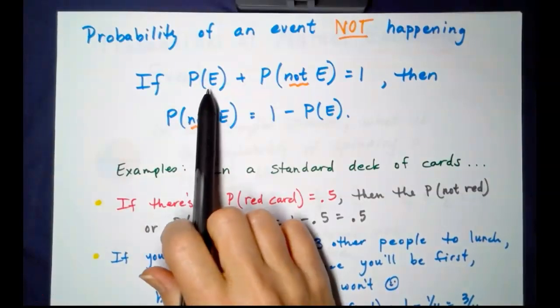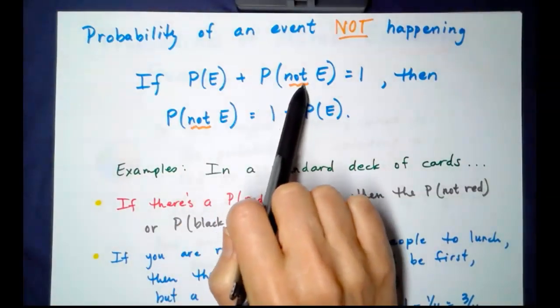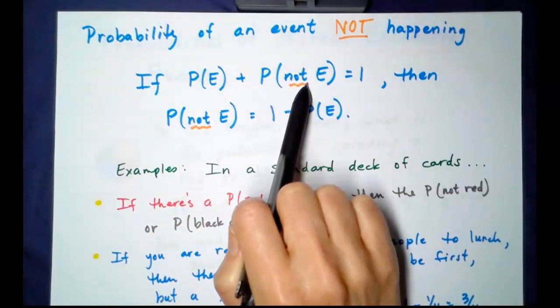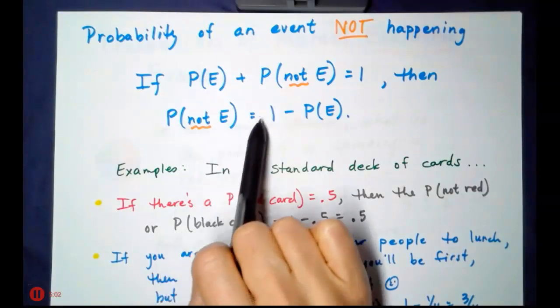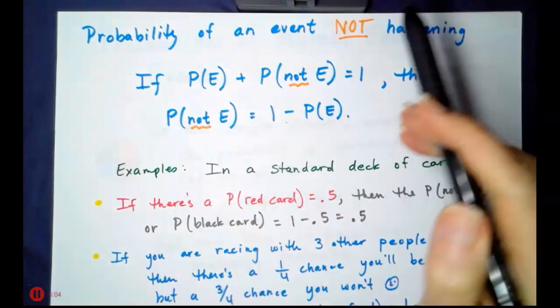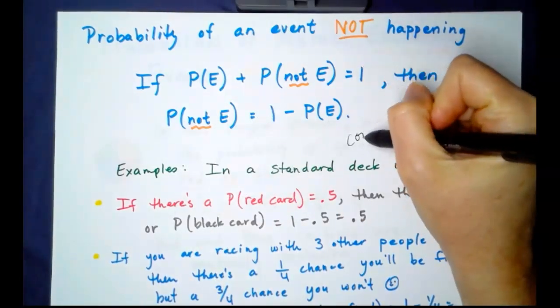So the probability of an event will happen plus the probability that an event will not happen has to equal 1. Therefore, P of not E is simply 1 minus P of E. Some people call that the complement.